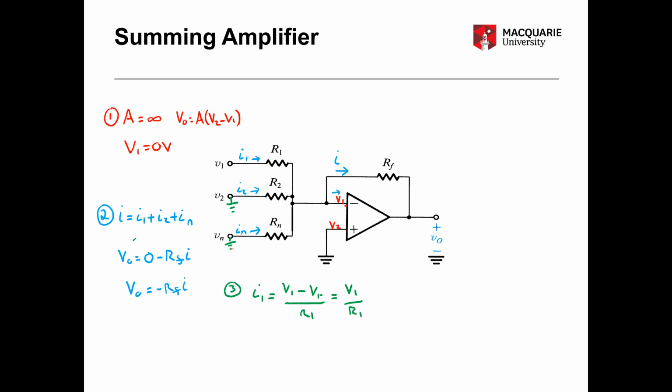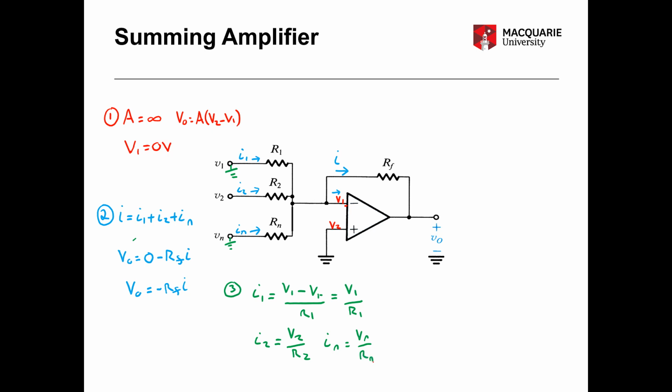Using the same approach, if we want to find I2, we'll get the answer of V2 over R2. And in that case, the V1 and the Vn inputs are grounded. And of course, to finish, In will equal Vn over Rn.